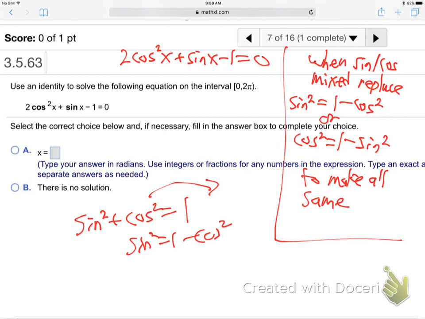Anytime you see cosine squared, you can replace it with 1 minus sine squared. So what I'm saying is, when I look at this question, this is what needs to flash in your mind. You need to look at this thing and go, oh, he's got cosine and he's got sine. He's got them both. I don't want that. That's a pain. Got to get it all sine or all cosine. I don't want to mix.